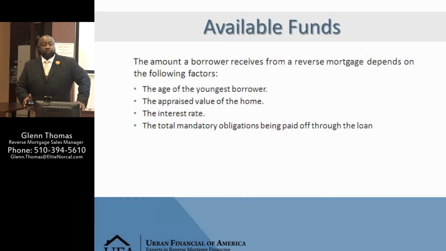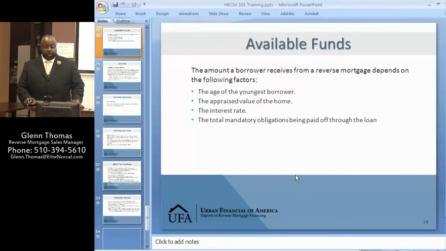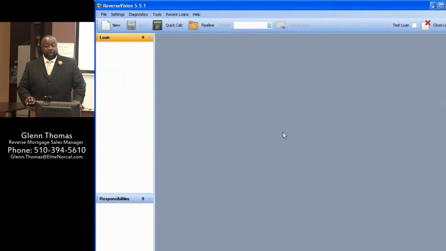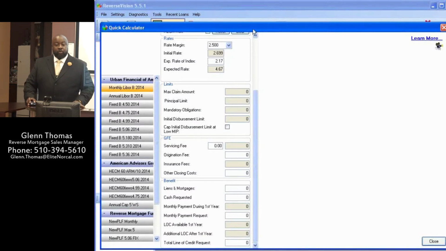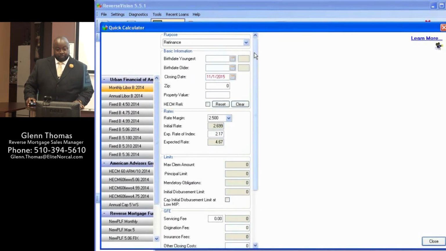The amount of funds depends on the age of the youngest borrower, the appraised value of the home, the interest rate, and the total monthly obligations. So let's do a couple examples. Normally when I break out my reverse vision, it always wants to update on me. So hopefully it's going to work today. So we're going to use a quick calculator.